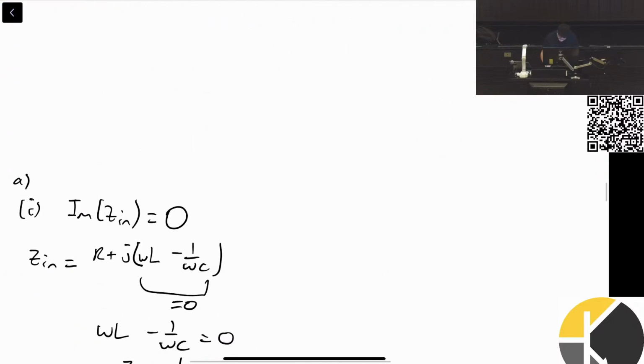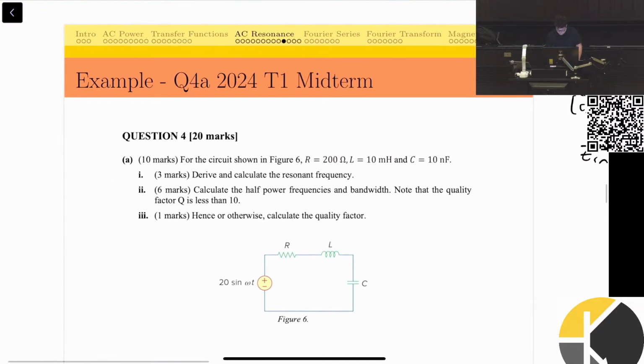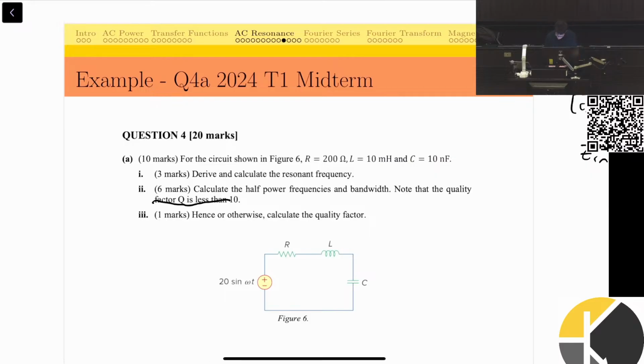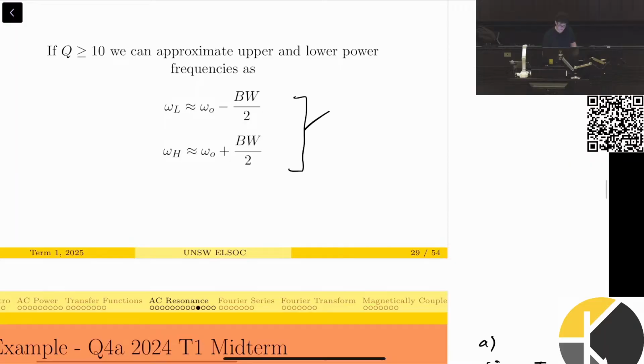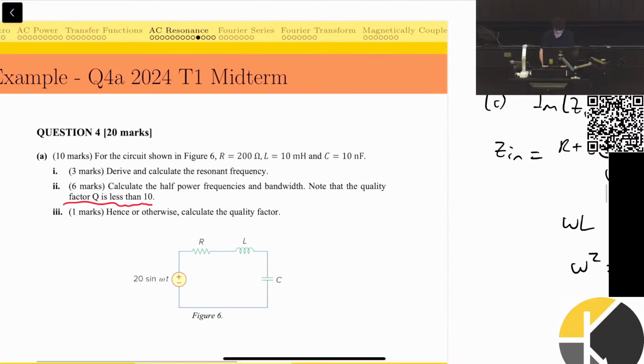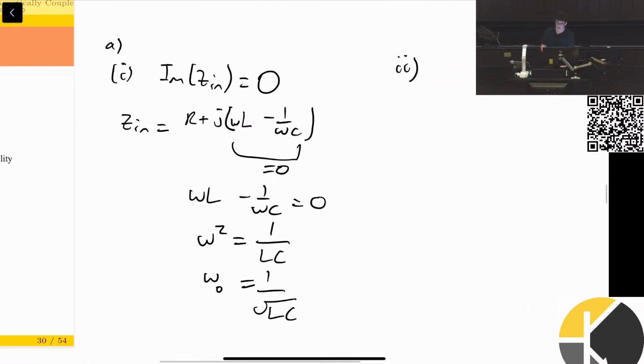Part II. What's the next part? Now this is the part that you have to be a little careful of. Like I mentioned, Q factor is less than 10 in this question. It says calculate the half power frequencies and bandwidth. The way we're going to do this is a bit different than this. This is what you're mainly going to do if Q is greater than 10. But if Q is less than 10, and something that they don't tell you and they try to trick you, you have to actually manually figure out the half power frequencies.